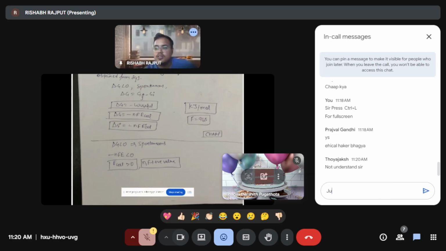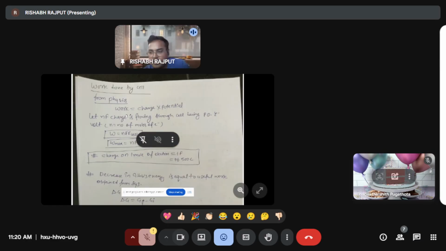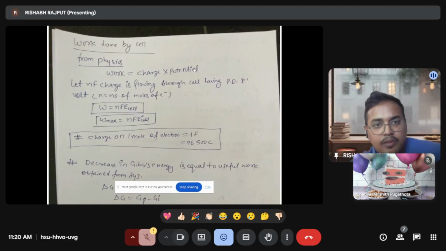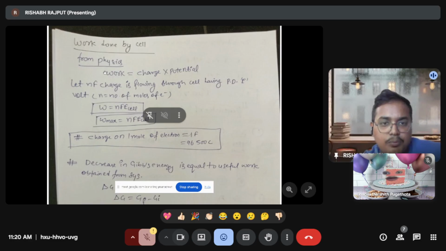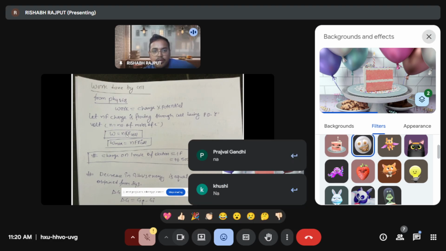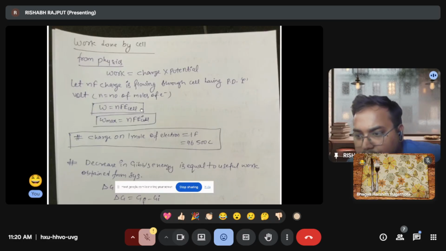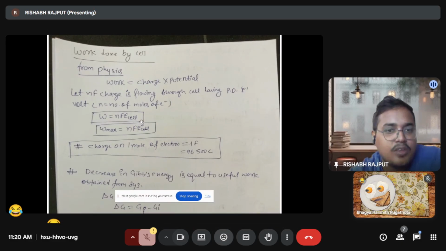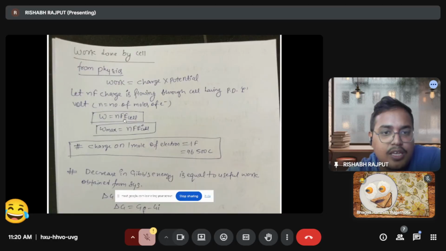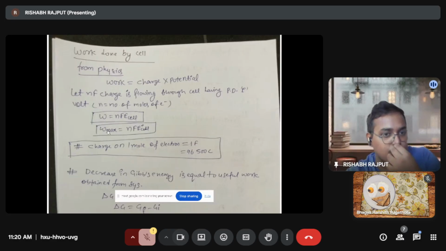Okay. Tejas, please see. In physics, we know work done is equal to charge into potential. We are transferring a number of moles of electrons from anode to cathode. That is why we write charge equal to nF. And the potential difference for the system is E cell. That is why the work done formula is nF E cell. If I ask what the maximum work done is, it is nF into E naught cell. E naught cell means standard electrical potential difference. In this case you will get maximum work done.